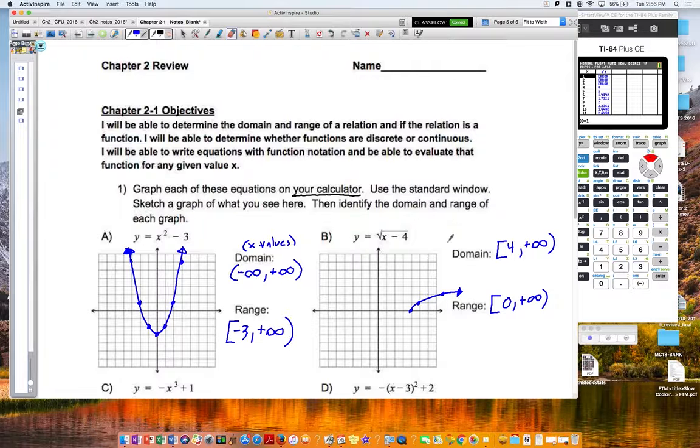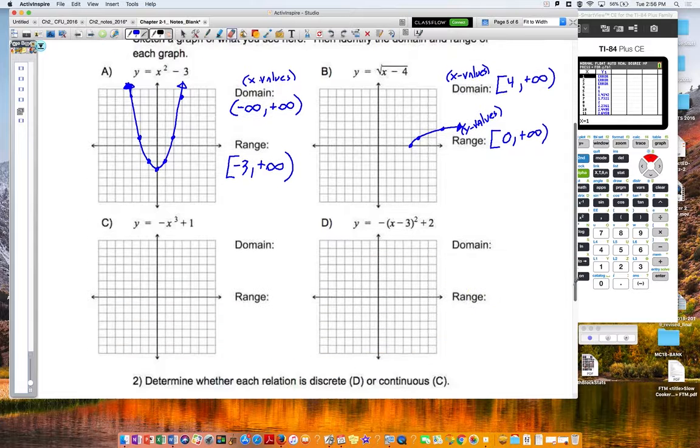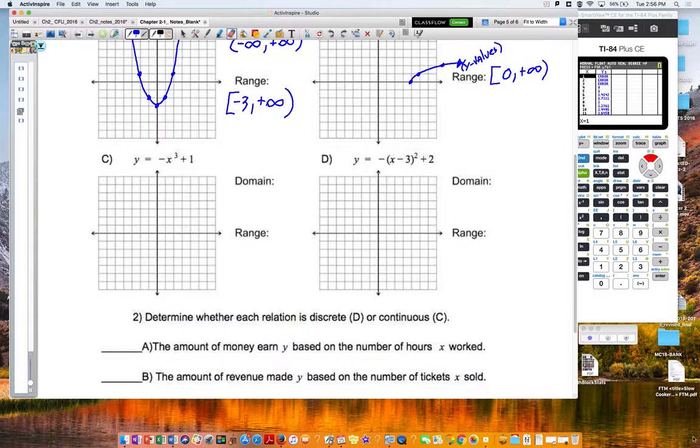Again, just to note, I know I didn't write this on the other one for both of them. Domain is your x values. Range are your y values. What are the possible values the graph gives you for, I'll put a little s there, forgot the little s there, for the equation. All right, let's take a look at C.